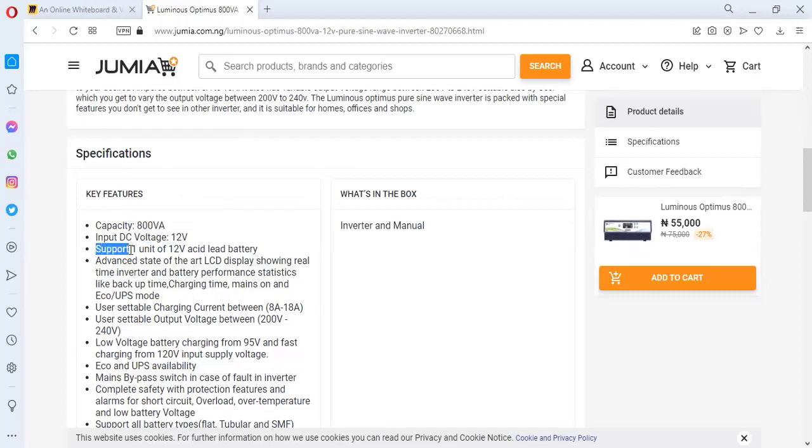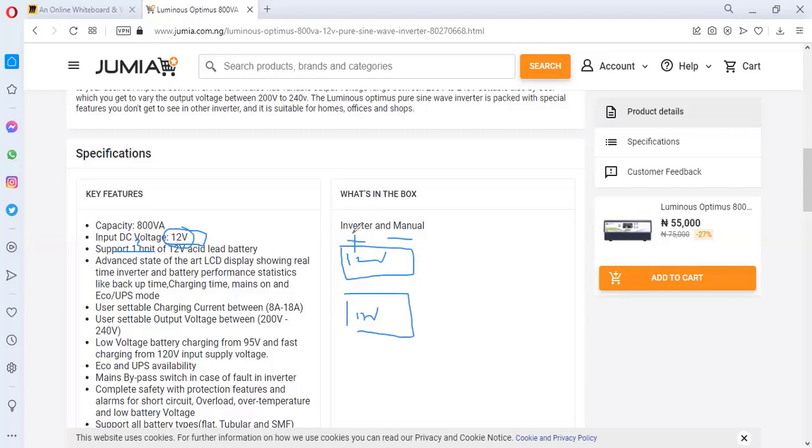There's a saying here that it supports 1 unit of 12-volt acid lead battery. But I say that we can still use 2 batteries. And what does that mean? That means if I have 1 battery, which is 12 volts, and I have another battery, which is 12 volts, since you have been told that the DC input voltage should be 12, then if I have 2 batteries, I believe I can use 2 units, not necessarily 1 unit.